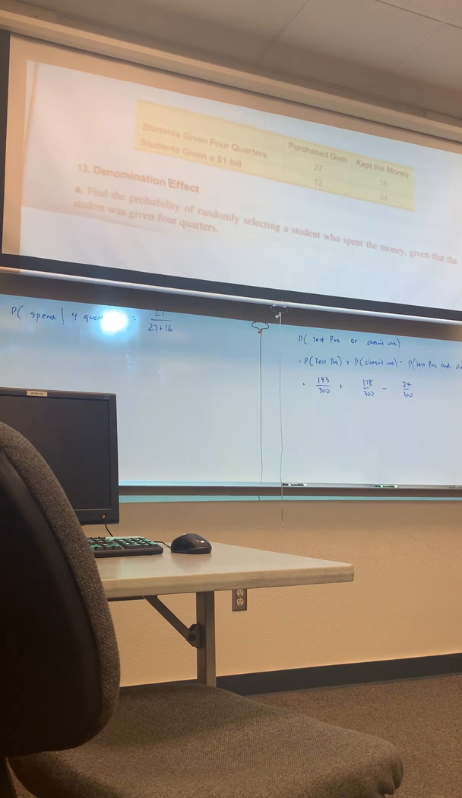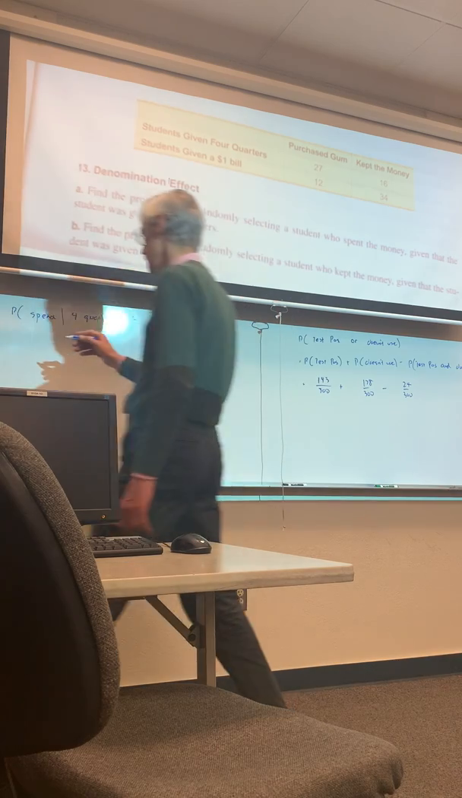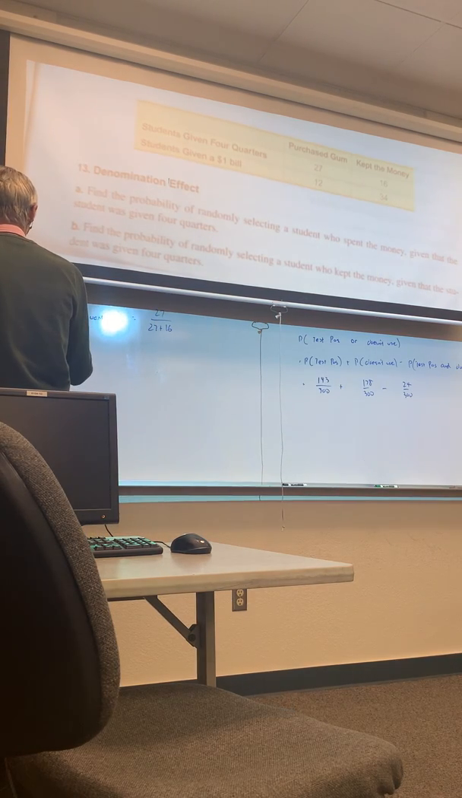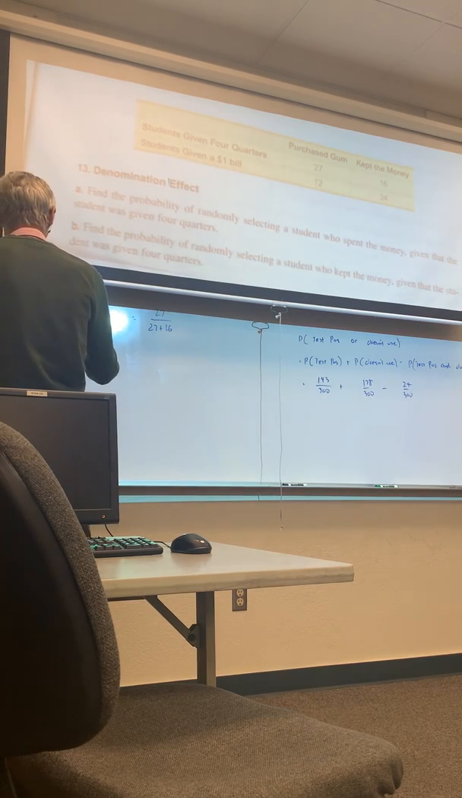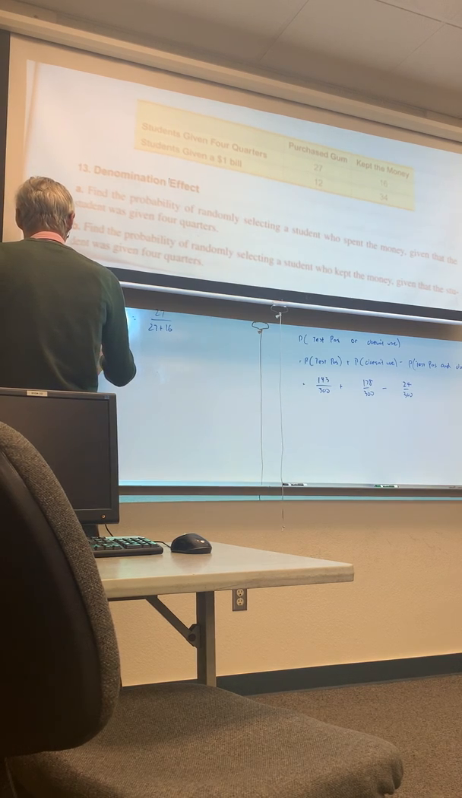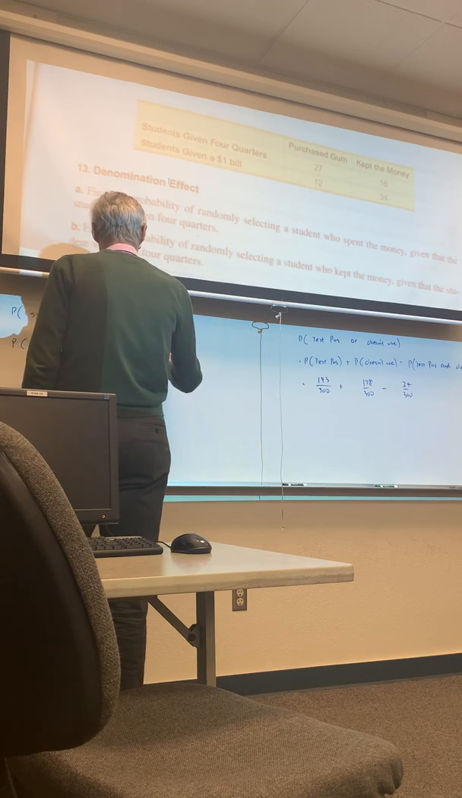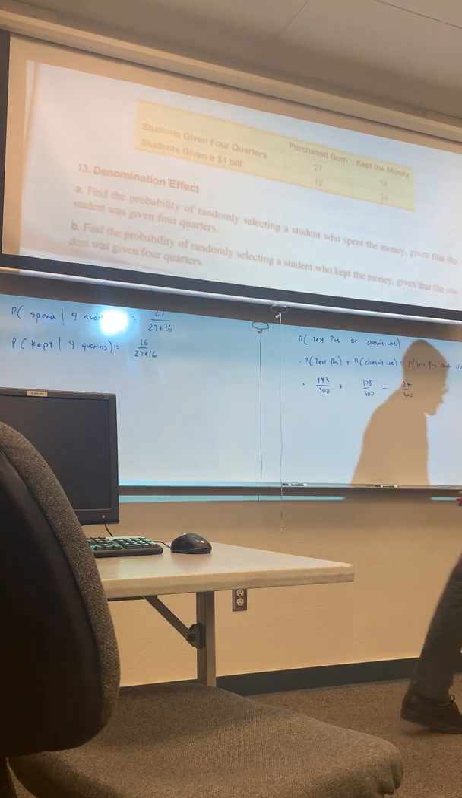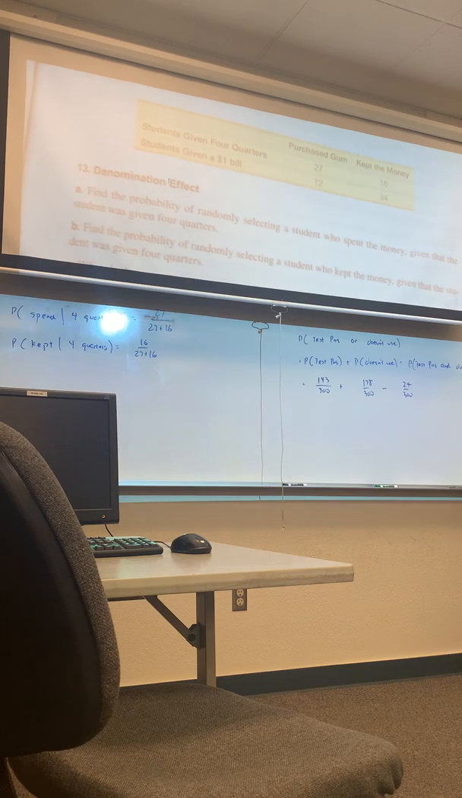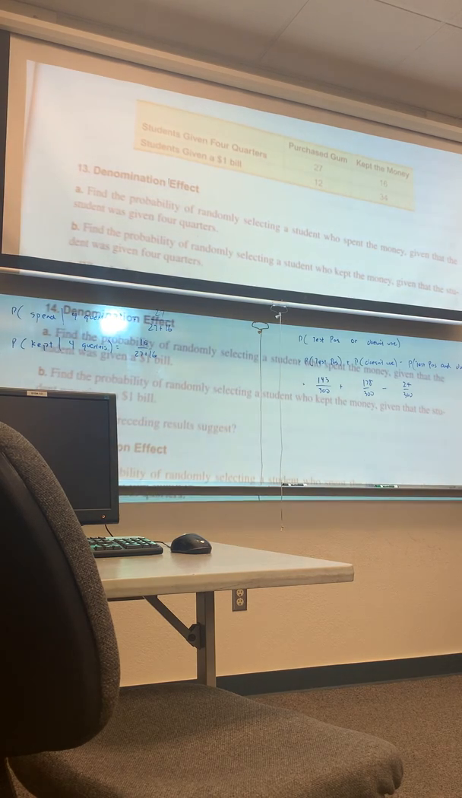Okay, part B, kept given 4 quarters, that would be 16 over 27 plus 16. Or just subtract, exactly, the complement, just subtract that from 1. So the probability of kept given 4 quarters is 16 over 27 plus 16.